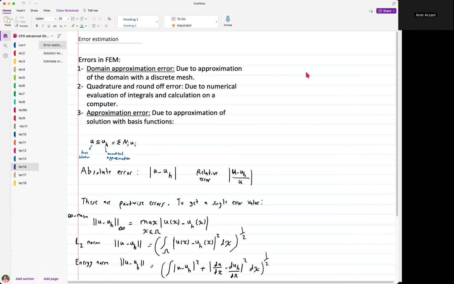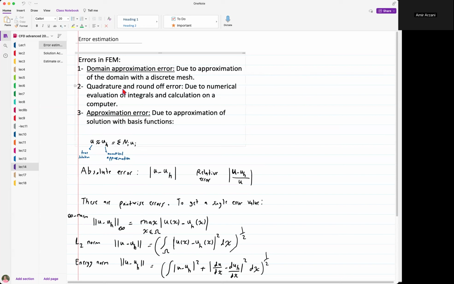Hi, in this lecture, we will talk about error estimation for the finite element method. So in finite element, we can have different kinds of errors. One error is domain approximation error, which often happens because in complex geometries, we cannot really capture the morphology of the geometry with a discrete mesh. So approximating a geometry with a discrete mesh leads to domain approximation error.